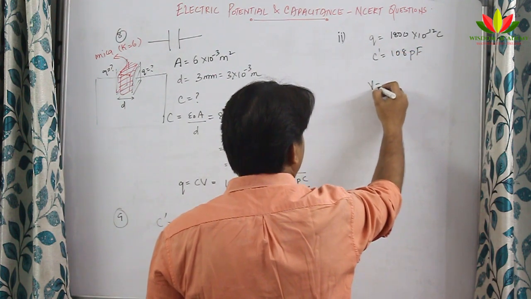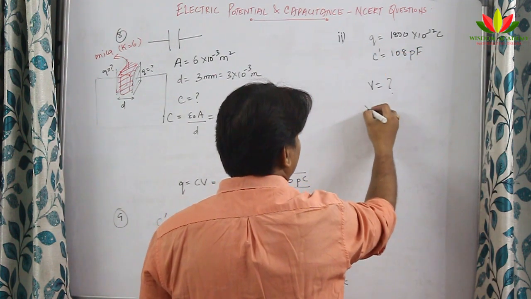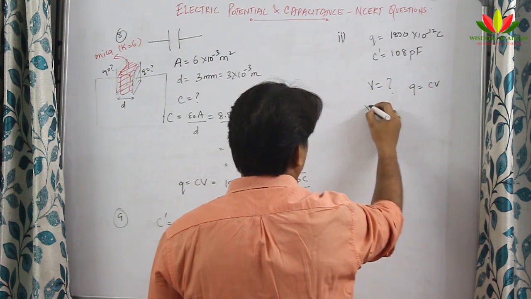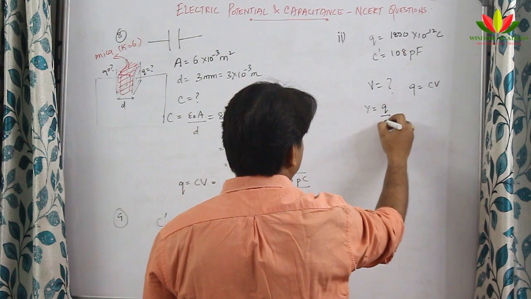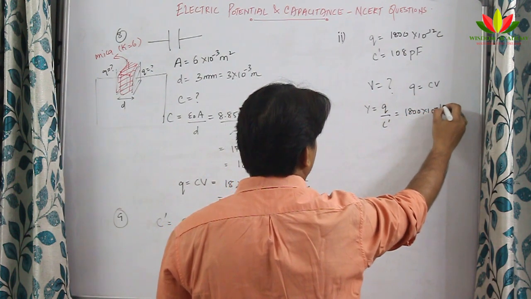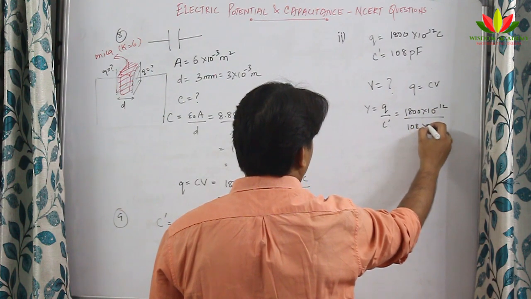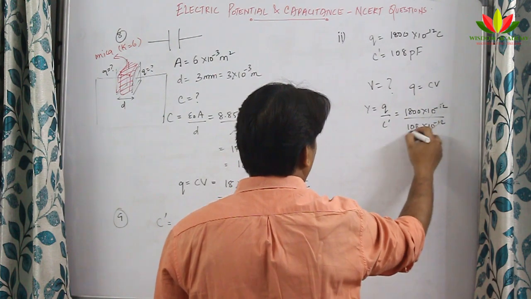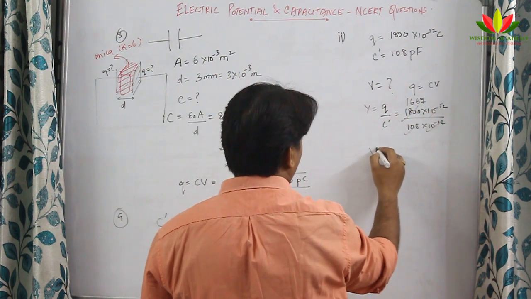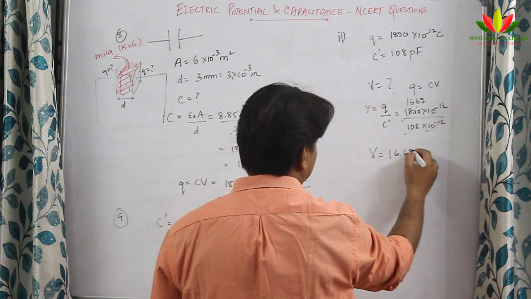So what will be the V? We know that Q is equal to C into V, so V will be equal to Q by C. What is Q? Q is 1800 into 10 power minus 12, divided by C dash, 108 picofarad, 10 power minus 12. When you solve this, you will get the potential difference as 16.67 volts.